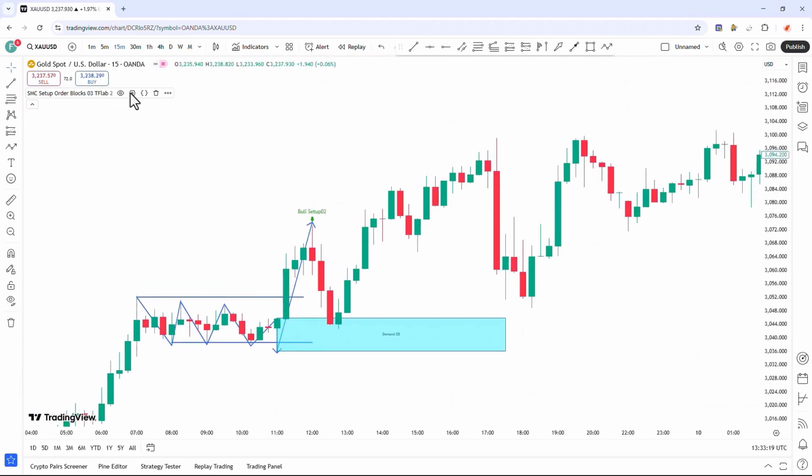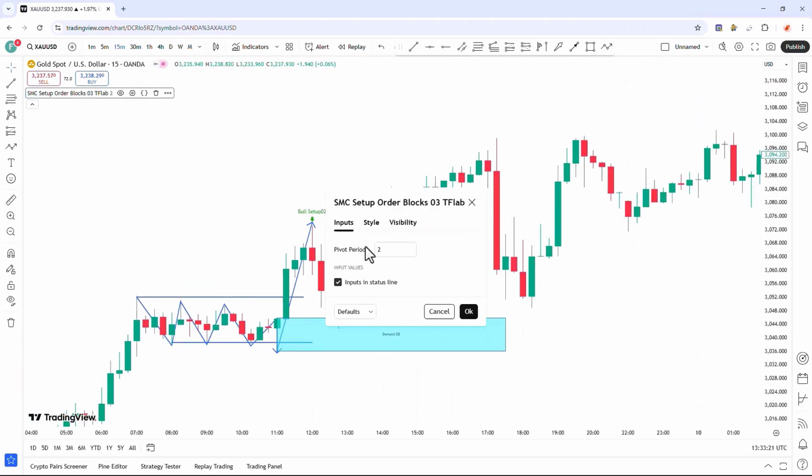In the settings section, under the input part, there is only one option, where traders can identify longer-term pivots by changing the pivot period, and by reducing this value, they can identify shorter-term pivots.